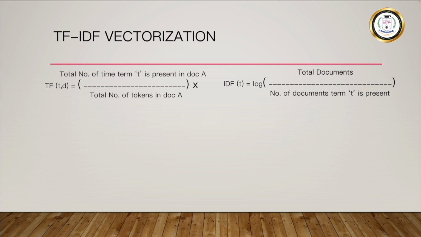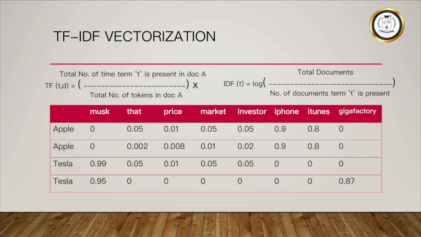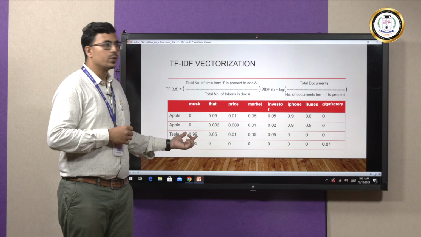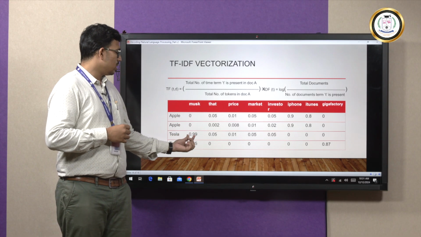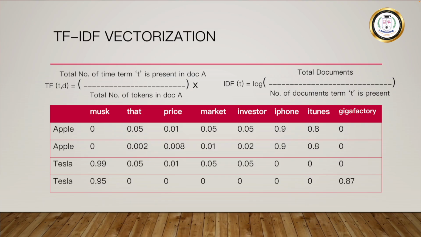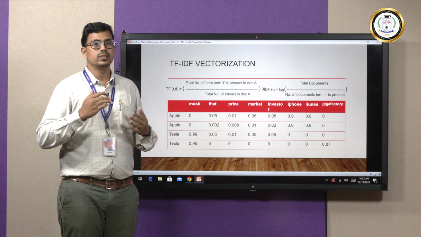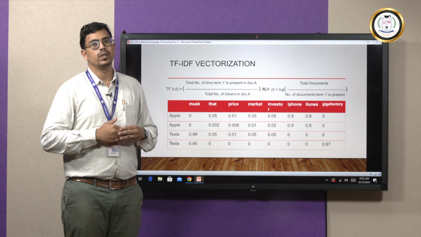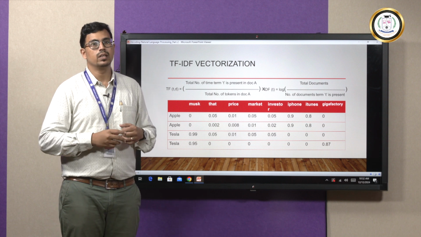After finding that, we multiply it with the inverse document frequency: term frequency multiplied by inverse document frequency. You get data something like this. Here you can see the value for Musk has increased to 0.99 and 0.95, and the value of Gigafactory, everything has changed. Now you can give that data to machine learning for further prediction. This is why NLP becomes very useful in normalizing and pre-processing the given data.